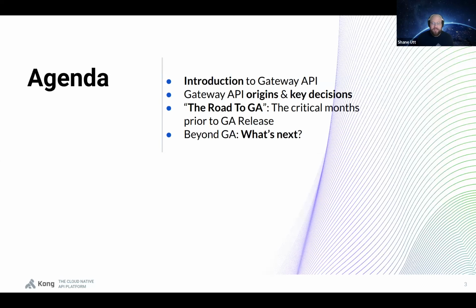Our agenda for today is, we expect a lot of people who already know what Gateway API is, but certainly some that don't. So we have a brief introduction to Gateway API for anybody who is coming in, just kind of like, what is Gateway API? But then the main focus will be to talk about Gateway API's origins, key decisions, the road to GA, which was the critical months leading up to the GA release, and then ultimately beyond GA, what are we doing next in Gateway API?